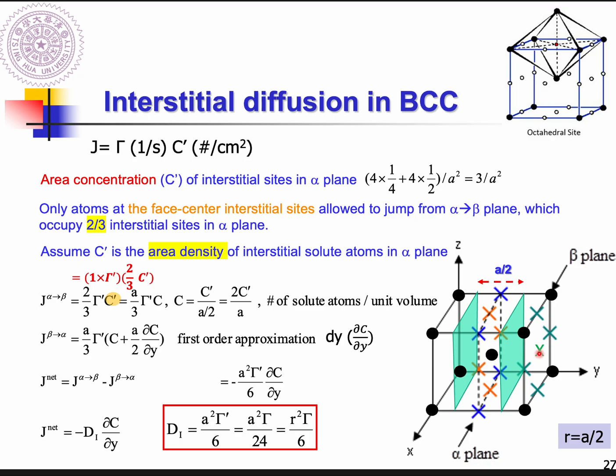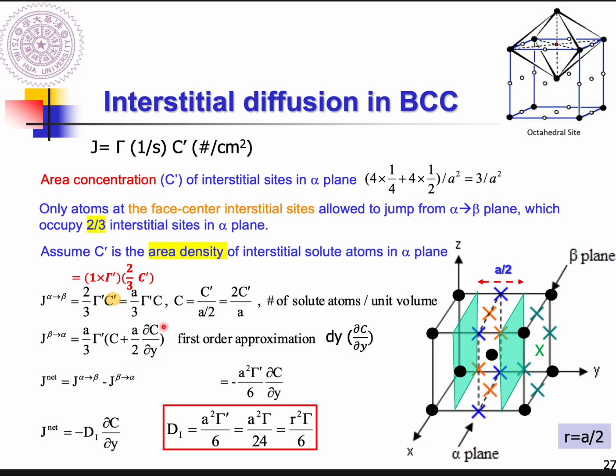Obviously, this solute atom at this interstitial site cannot make a successful jump to the alpha plane, right? But if you follow this rule, you can get a value for the flux from beta to alpha. But don't forget the net flux: you use this value minus the other value, and then you cannot get a concentration gradient term. So you cannot compare with Fick's first law to get the diffusivity D. Based on this reason, J beta to alpha must be expressed with another approach.